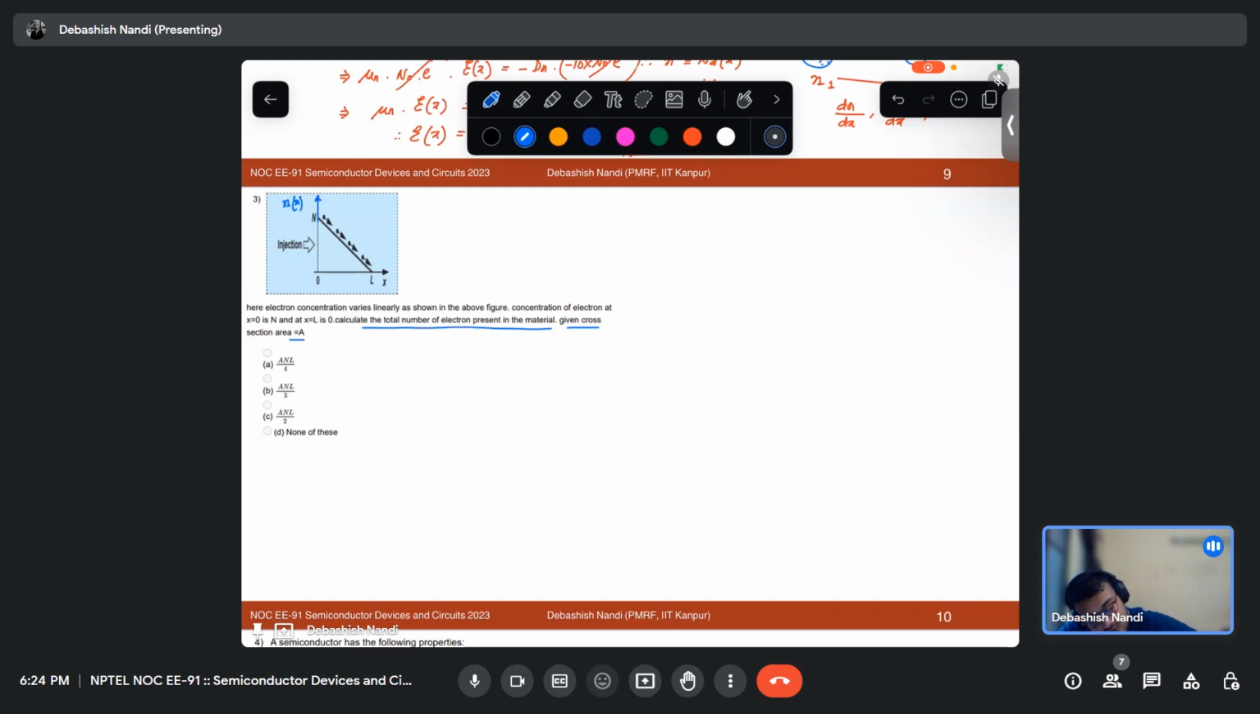Let's say this is your material. Let us assume that this cross section is A. The concentration is varying only in this direction, the x direction. Let's say this is y and this is your z direction. So the concentration gradient only varies in the x direction. Whatever we find in the x direction, we will simply multiply it with A and we will get the total answer.